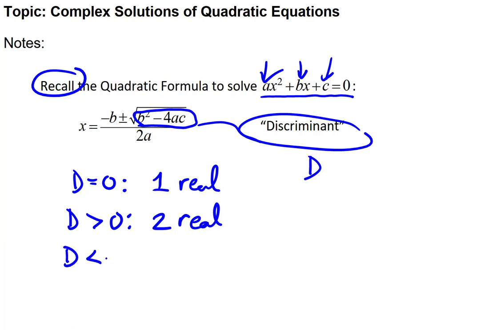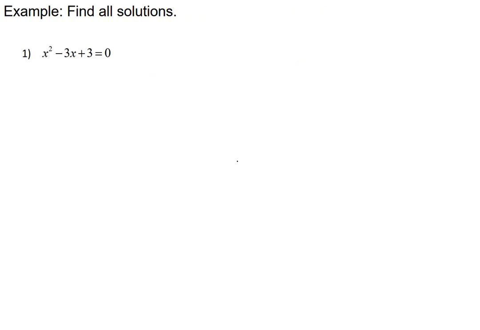And thirdly, if D is negative, now imagine this, that'd be what's under the root being negative. Well, we have a way to handle that with the complex number system, which involves imaginary pieces. And so in the case when the discriminant is negative, we'll end up with two imaginary solutions.